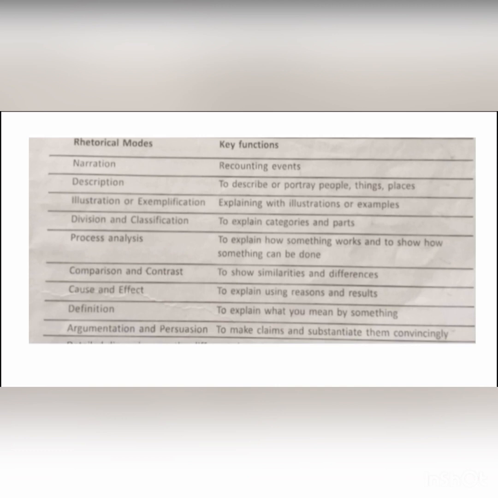Cause and effect, to explain using reasons and results. Definition, to explain what you mean by something. Defining means when you use a particular word, this is what you mean by that. Argumentation and persuasion, to make claims and substantiate them convincingly. You want to convince someone that this is true or this is false, this method is false or this practice is false. So that is what we do in argumentation and persuasion.